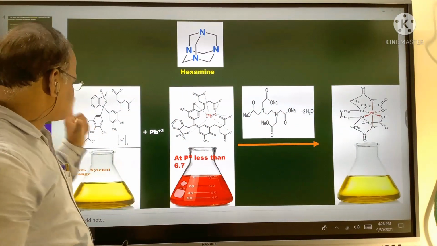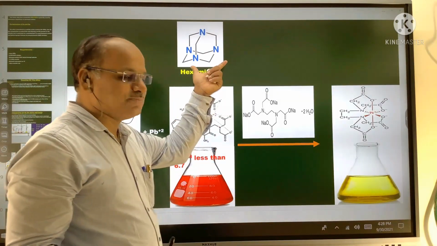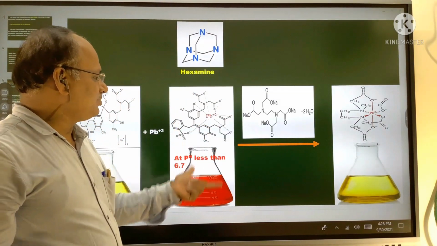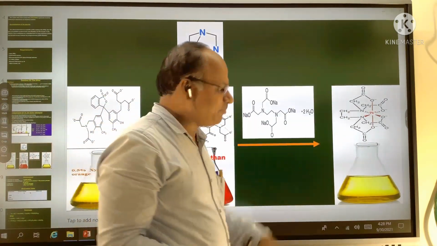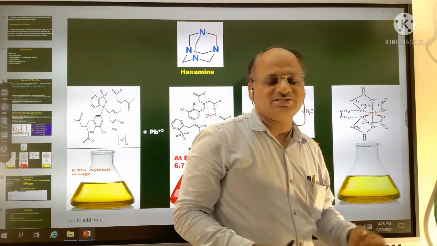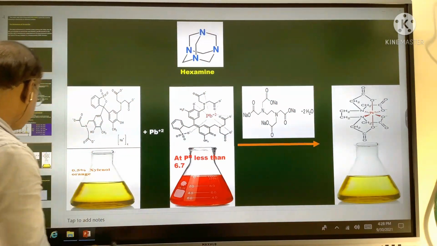You must remember the structure of xylenol orange. Remember the structure of the hexamine powder. Remember the structure of the lead xylenol orange complex, and remember the structure of the EDTA and its complex with lead.